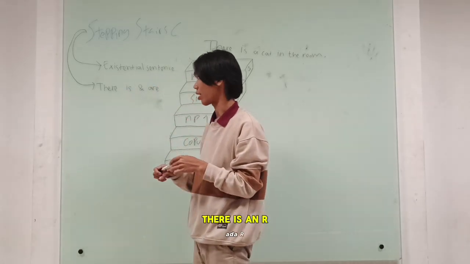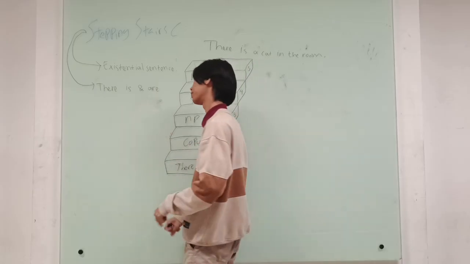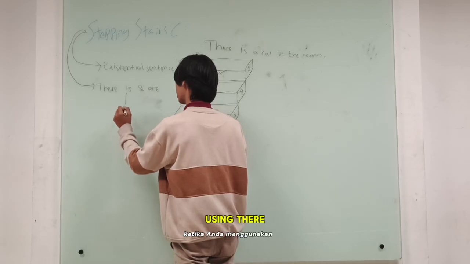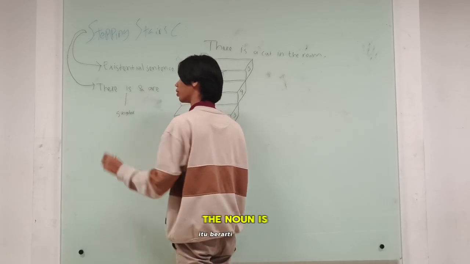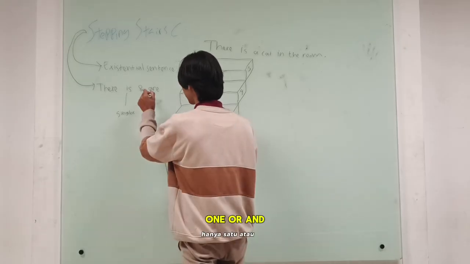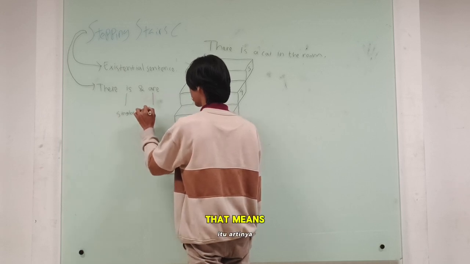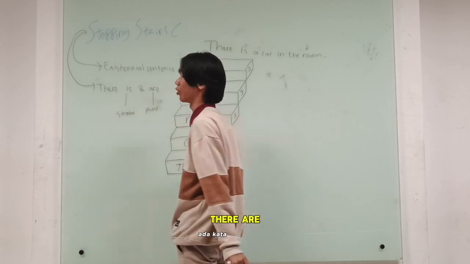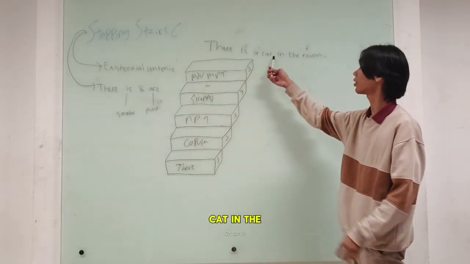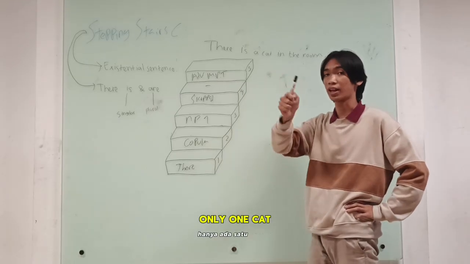There is and there are. The main difference between using "there is" and "there are" is that when you are using "there is," the noun is singular, only just one. And when you are using "there are," that means there are plural nouns. The example is this: There is a cat in the room. That means the cat is only one in the room. There is only one cat in the room.